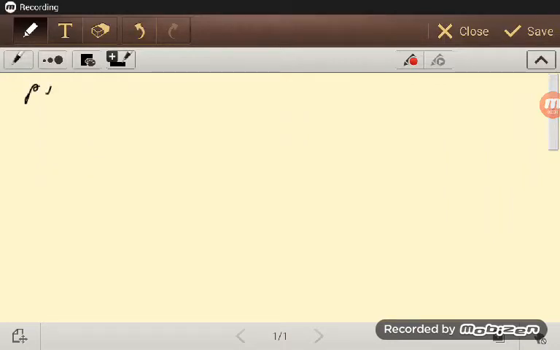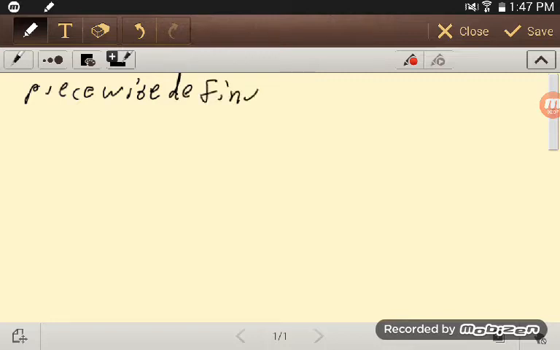Okay, we'll try piecewise defined functions again. I got near the end of it and all of a sudden the tablet restarted, I guess. I don't know what happened exactly.